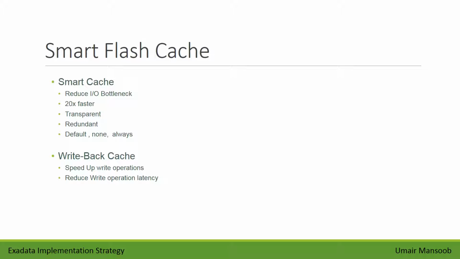Exadata comes with terabytes of flash cache. It is also called Smart Flash Cache because it has the ability to move data in and out of the cache based on usage. It is enabled by default and you don't have to configure anything to enable it. But you can turn it off or encourage caching of a particular object with an alter table statement.